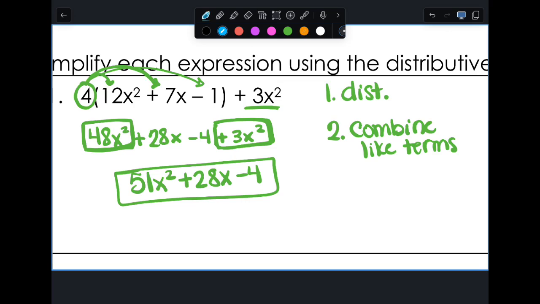Focus, boys. Y'all chit-chatting more than some of my girls.